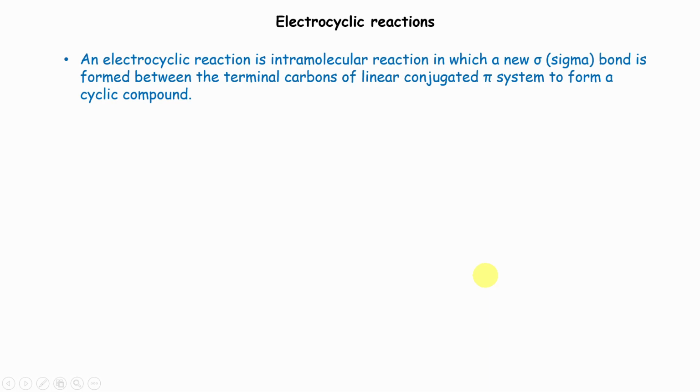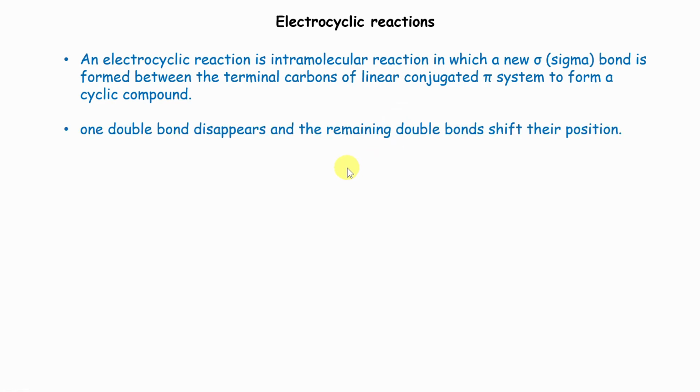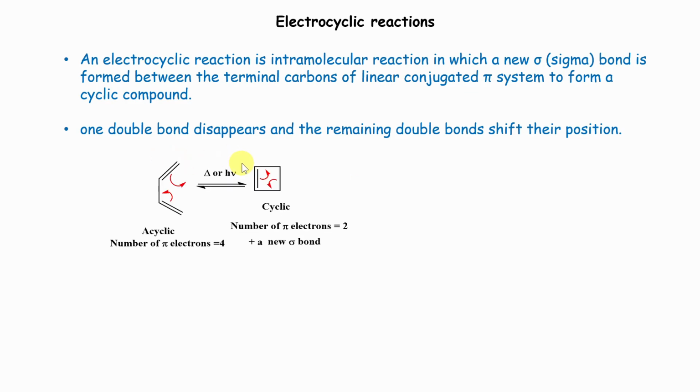In this video, I will discuss one of the important types of pericyclic reaction, the electrocyclic reaction. An electrocyclic reaction is an intramolecular reaction in which a new sigma bond is formed between the terminal carbons of a linear conjugated pi system to form a cyclic compound. From the linear conjugated pi system, one double bond disappears and the remaining double bonds shift their position.